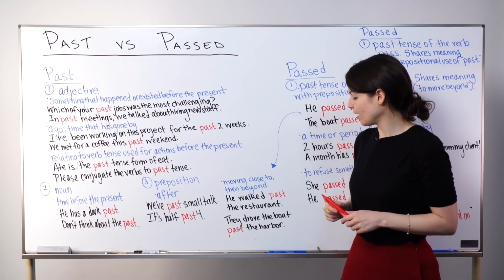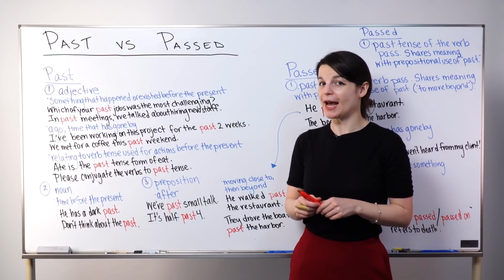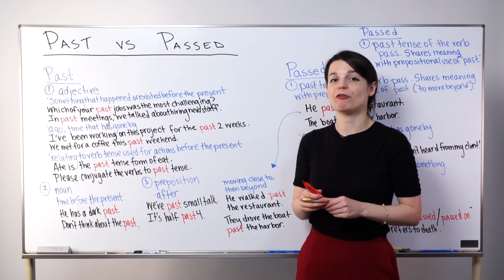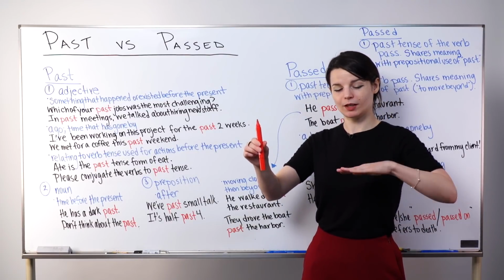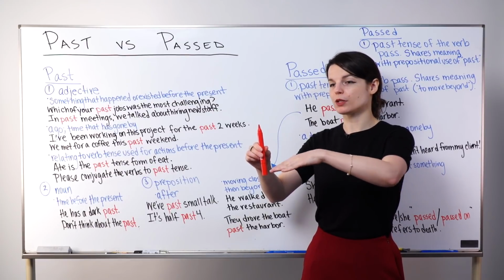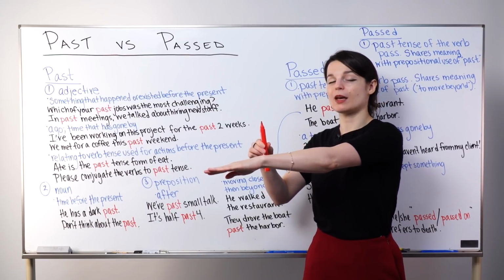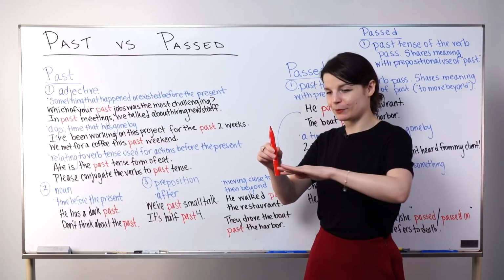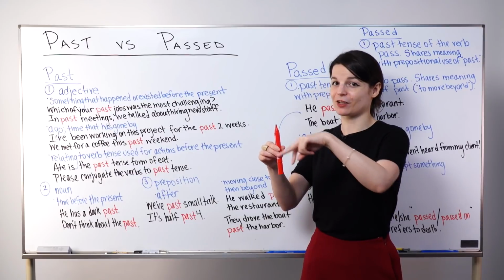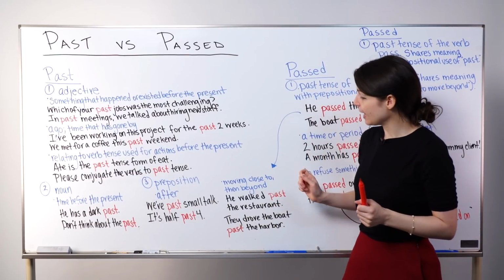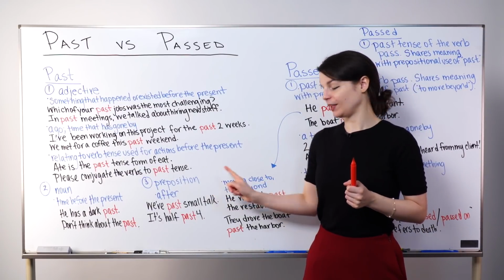Another example. They drove the boat past the harbor. So again, here is my harbor, here is the boat. They drove the boat past the harbor. So that means there's no stopping. It was a continuing motion. So past the harbor or past the restaurant. We use past as a preposition in this way.